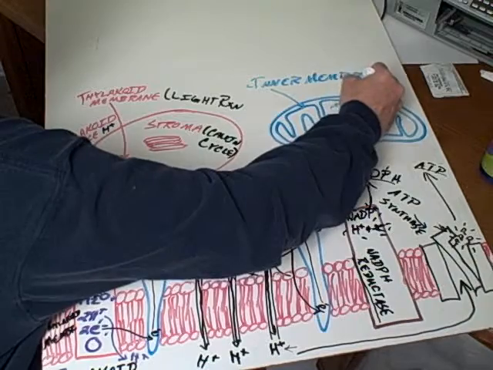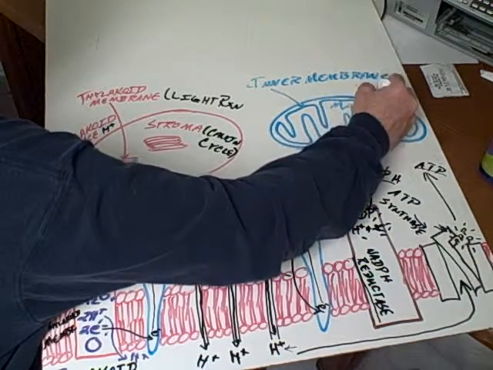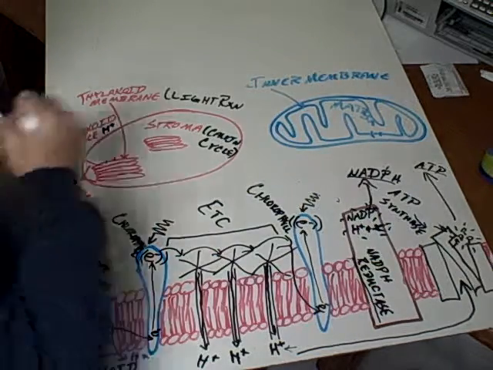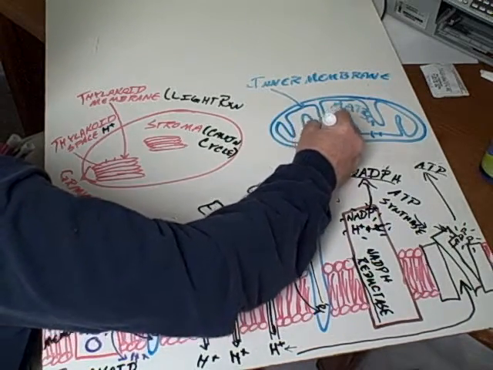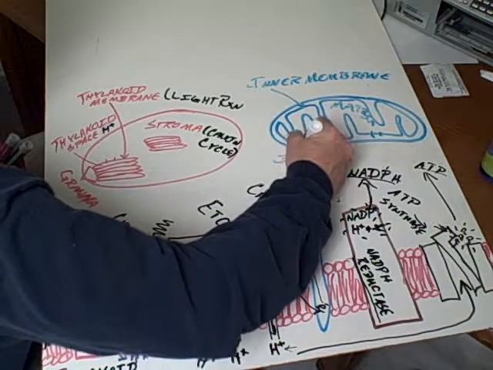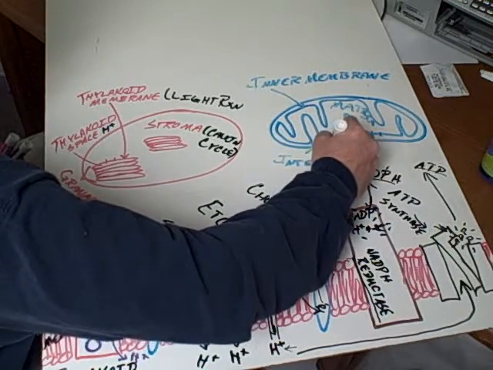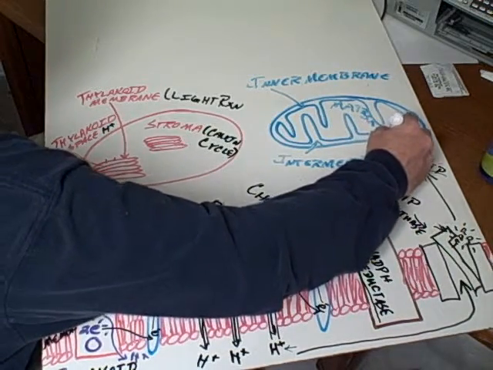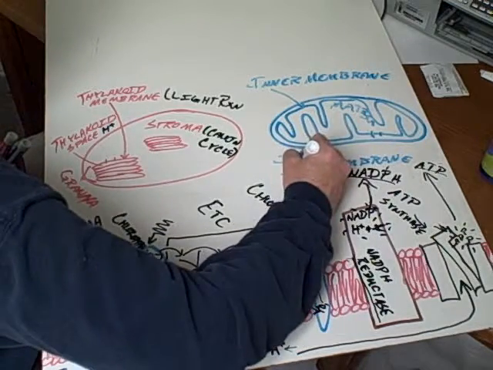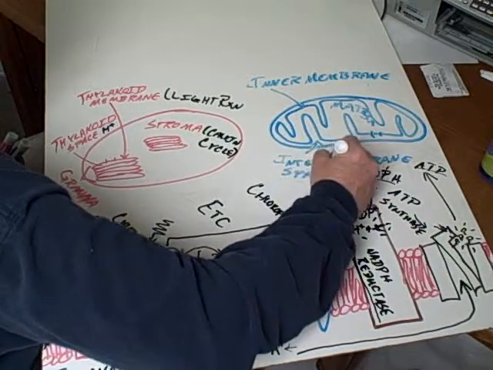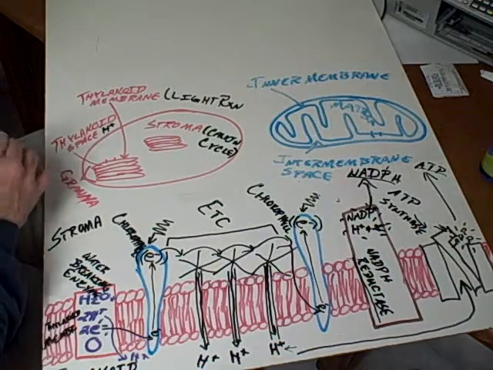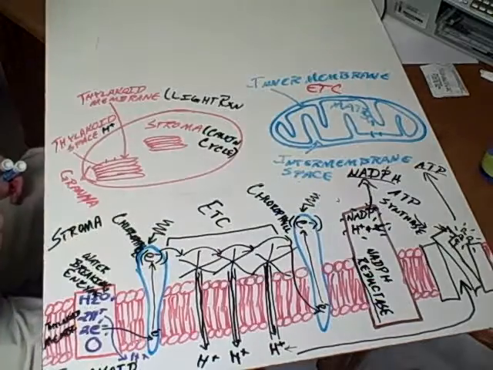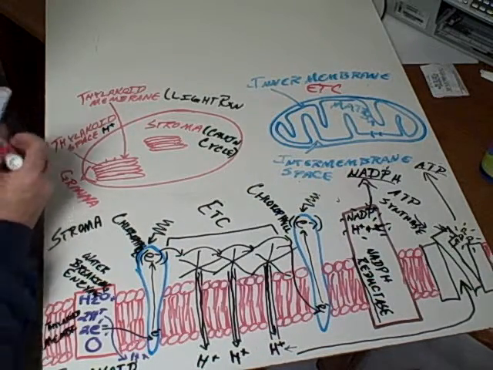You have your matrix. The matrix is very similar to the stroma. And then you have your intermembrane space. So on this one, the inner membrane is where you have the electron transport chain, which is most similar to our light reaction over here.